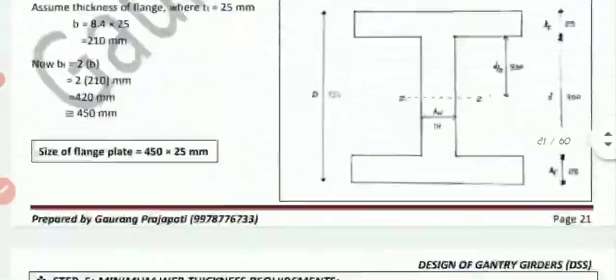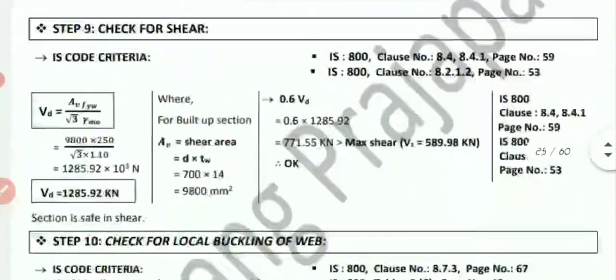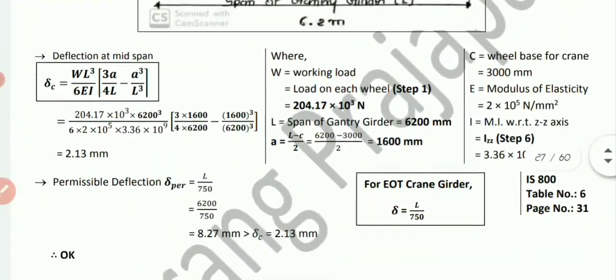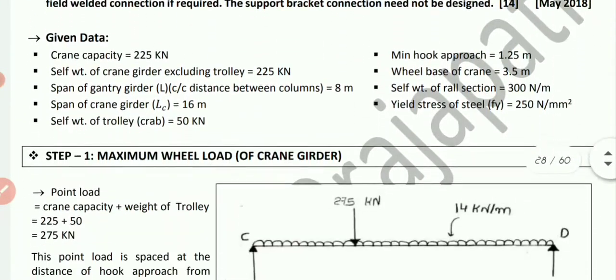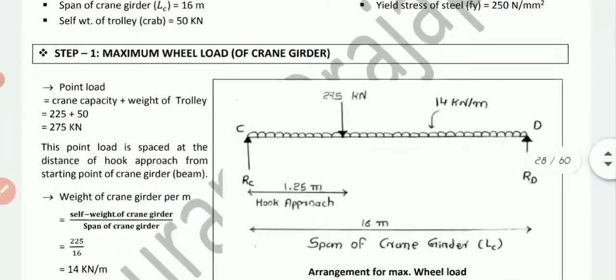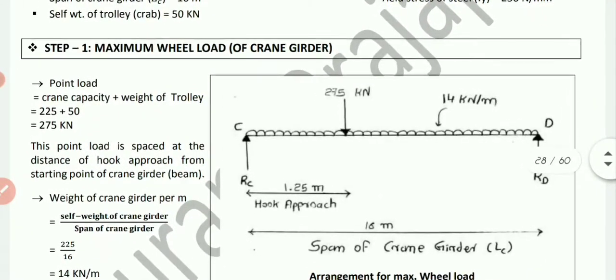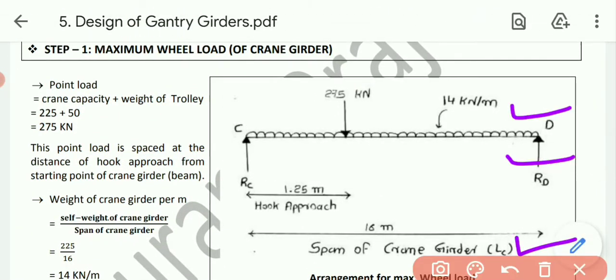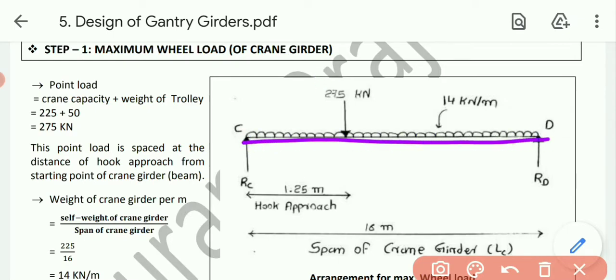Example number 2, we have already covered example number 1 in the previous videos. Now in this one, so let's start the design. So step number 1, maximum wheel load. So now in this one we are calculating the wheel load of the crane girder over the gantry girder. So for that one, first of all we need to draw a span of crane girder, that is this one. So crane girder span is, we can say, 16 meter.